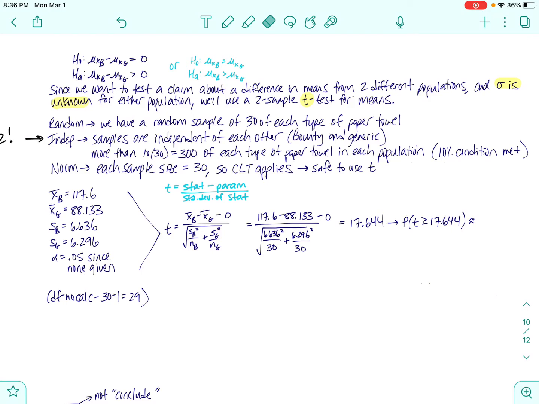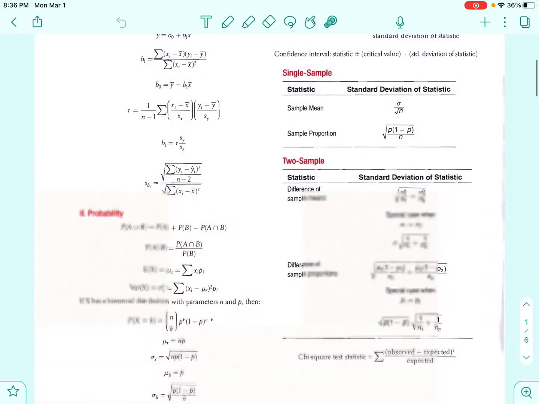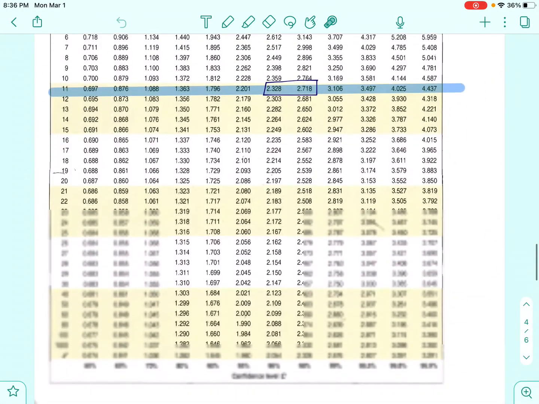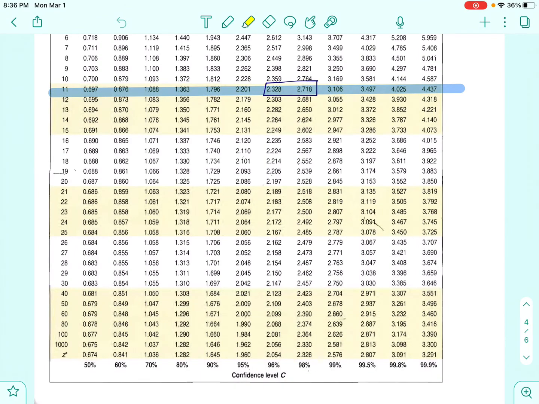Well, remember, I'm doing degrees of freedom, which is 29, so I'm going to look at row 29, and I am finding the closest number I can in that row to 17.6. Let's see what I come up with. Flip all the way to table B. I'm looking at row 29. Let me erase this. Here's row 29.